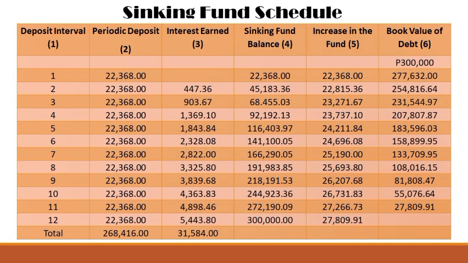Thus, on the second deposit period, 254,816 pesos and 64 centavos is the difference between 300,000 and the 45,183 pesos and 36 centavos, or the difference between 277,632 pesos and 22,815 pesos and 36 centavos, and so on.